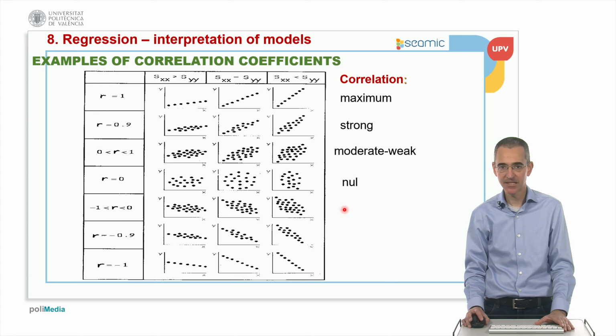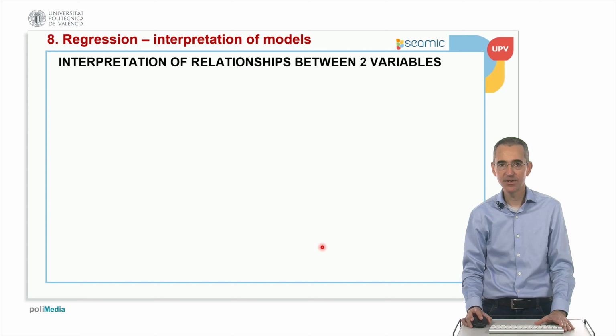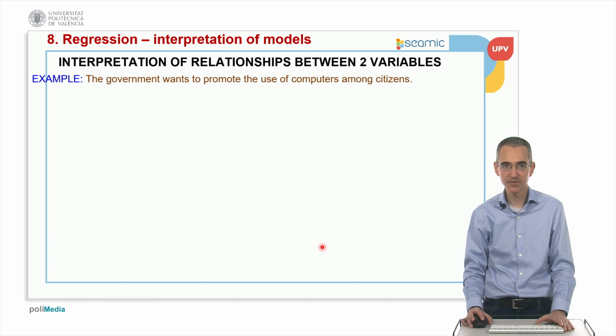And then the last examples are the same but with a negative correlation. That would be like moderate, weak, that would be strong, and finally that would be the maximum possible correlation because the points are aligned but negative. Okay. Now, interpretation of the relationships between the two variables.